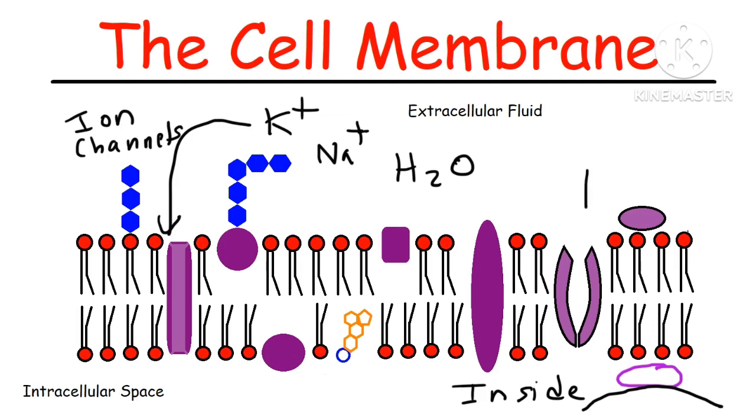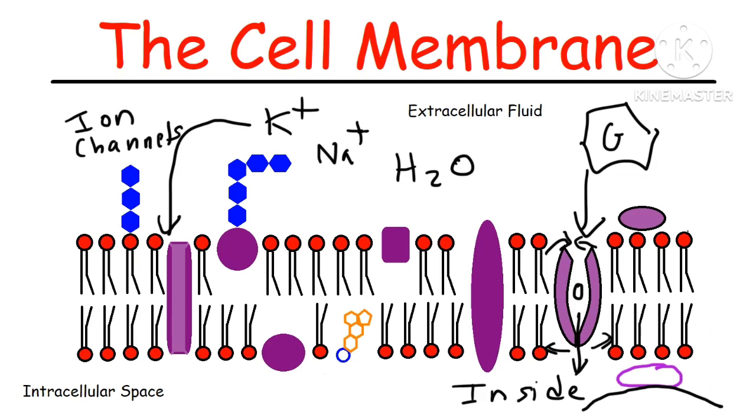Now this right here is an example of a carrier protein. Let's say you have a big molecule like glucose. The carrier protein can take in glucose, and then this part can close, and this part will open, and then glucose will travel through. Glucose is a big polar molecule. It can't simply diffuse through the membrane, so it needs the help of a carrier protein to get across the membrane.